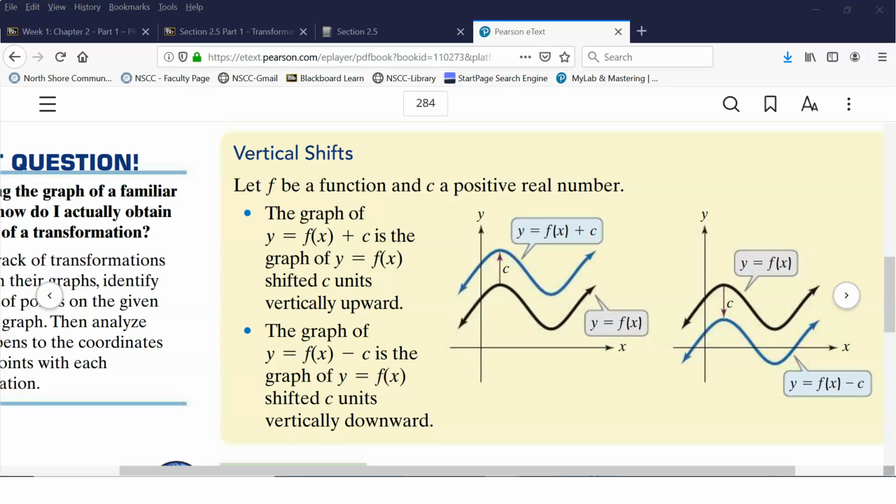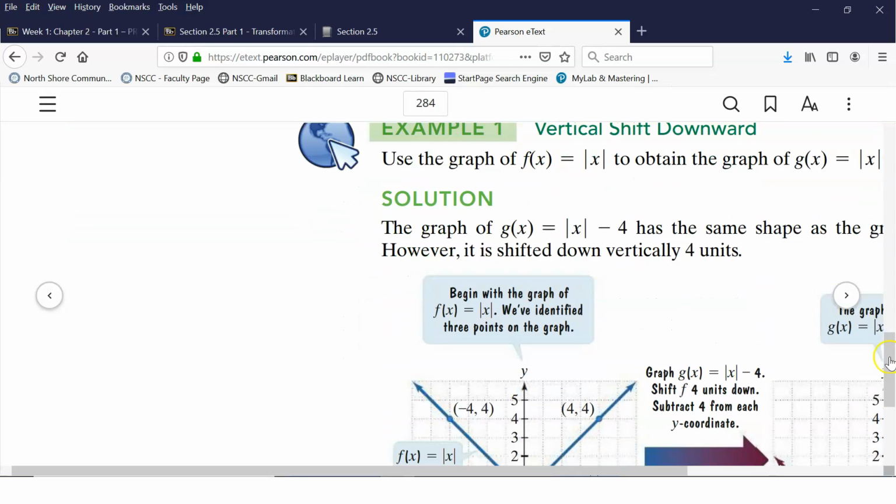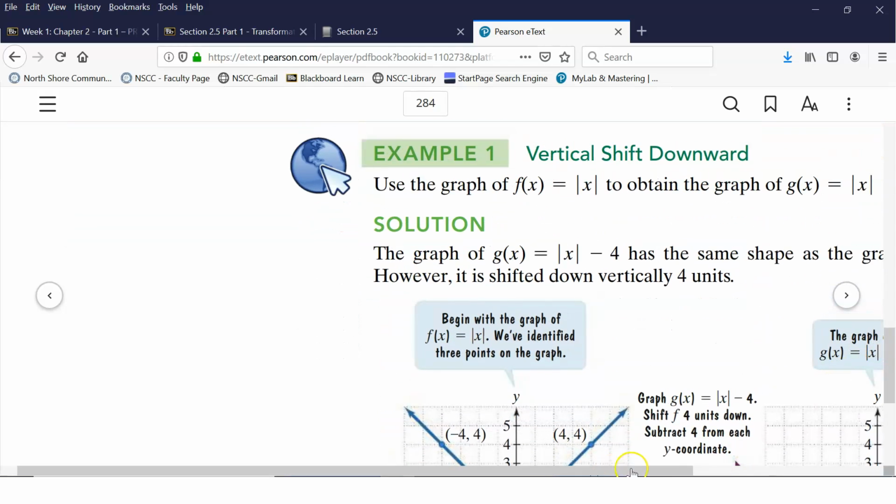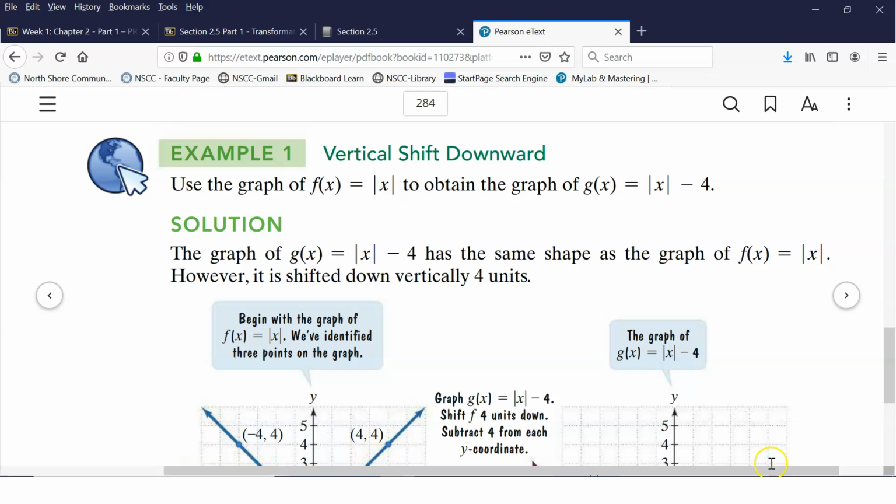Let me show you an example of a vertical shift and how we will approach working these problems. This is on page 284 of your textbook, and you'll see there's a nice visualization of the vertical shift, right? F of x plus c, it shifts up. F of x minus c, it'll shift down. So let me show you example 1 here. And it's a vertical shift downward. Use the graph of f of x equals absolute value of x to obtain the graph of g of x equals absolute value of x minus 4.